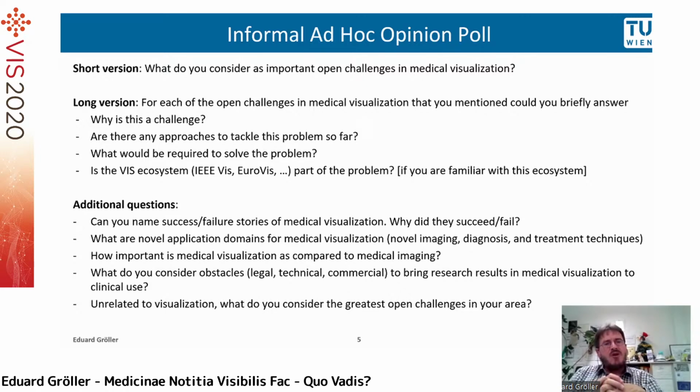So I was doing an informal ad hoc opinion poll in my network that has emerged over the last 25 years. And the idea was not to always talk about sort of in my own bubble and see what other people see as challenges. So I took basically the questions of the organizers and added some other questions like what are failure and success stories, for example, what are stumbling blocks, and so on. And also asking what are, apart from visualization, what are open challenges? Maybe there are some more pressing challenges and visualization is just a sideshow, for example.